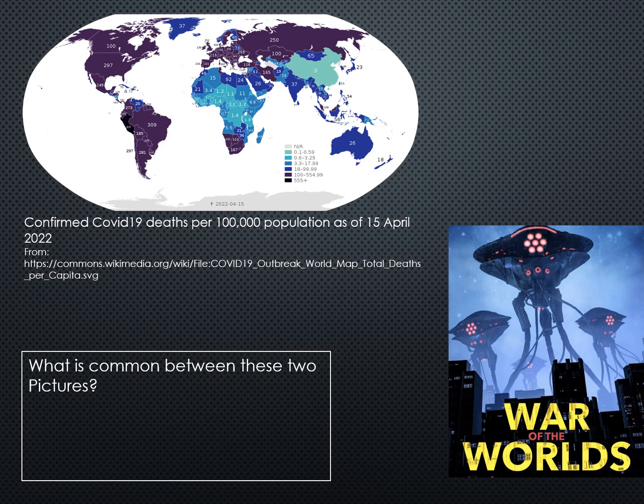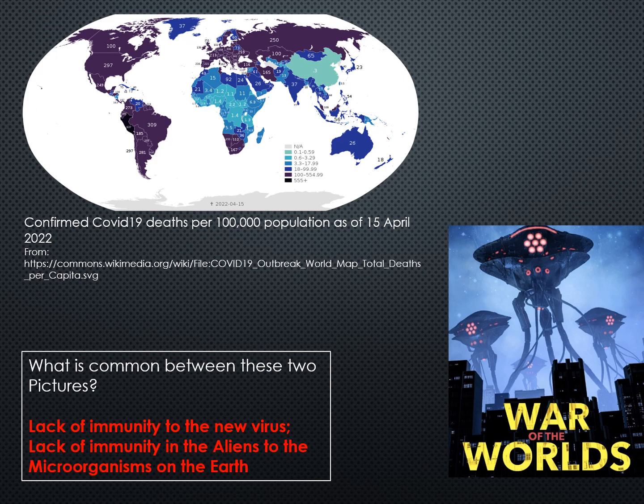So moving on, I have put on two cartoons here. The top one shows the number of COVID deaths which have happened since the beginning of the pandemic, and the bottom one is a movie poster on the War of the Worlds. So, what is common between these two pictures? Yes, you're right. There is lack of immunity to the new COVID virus. And that's the reason why we had a large number of deaths here. Secondly, we also find the lack of immunity in the aliens to the microorganisms on the earth resulted in them dying and we becoming victorious.